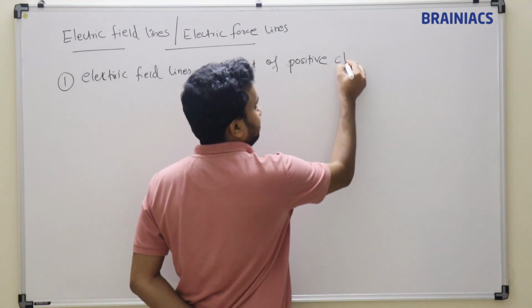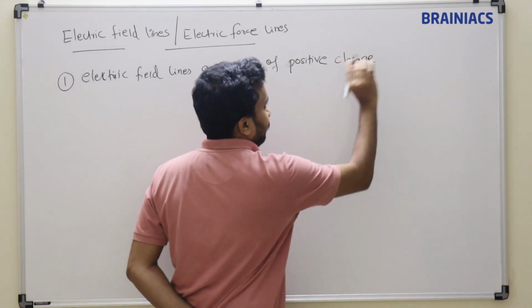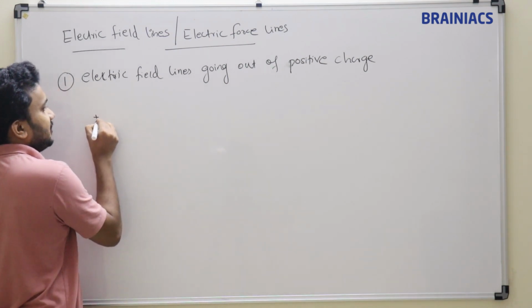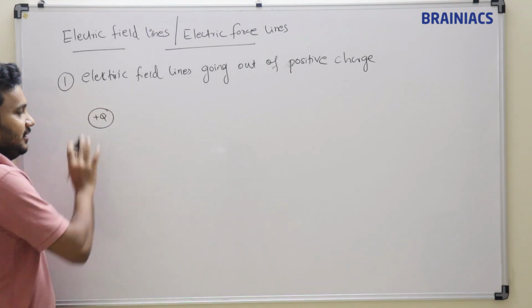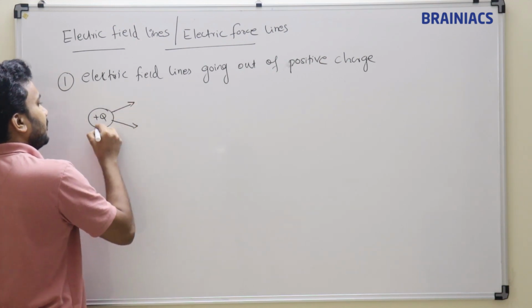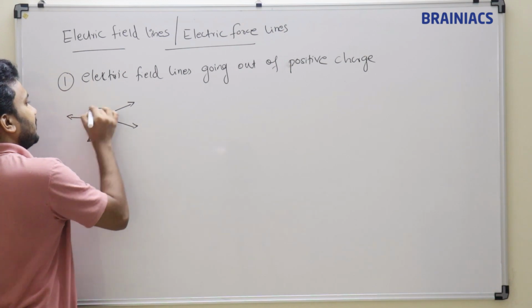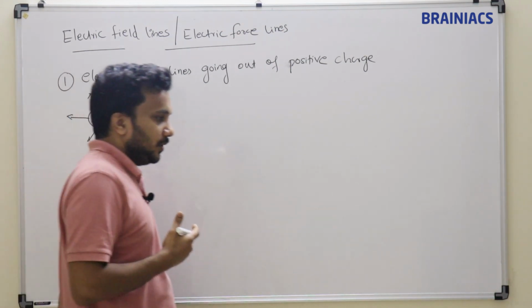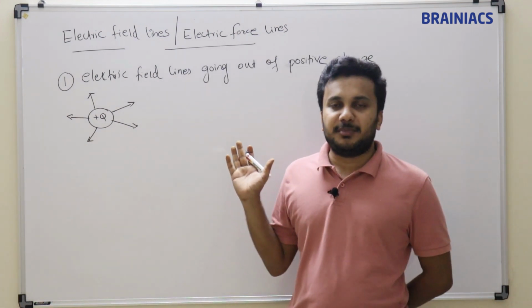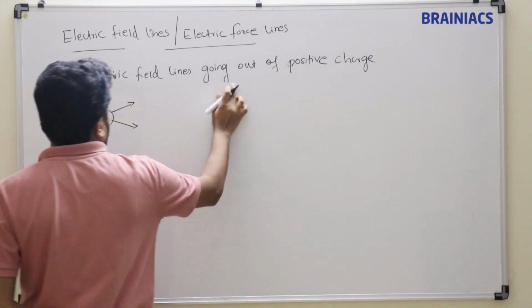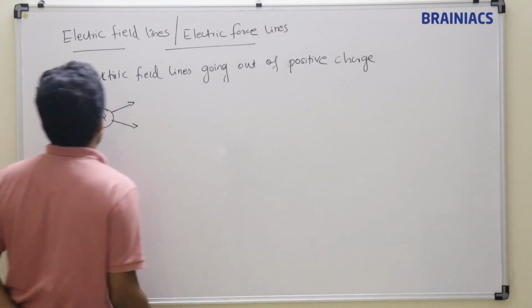The diagram is very simple. If you have a positive charge, some plus q charge here, then the electric field lines are always going out, not coming inside. We have already seen this while deriving some parameters in the last sessions. So electric field lines are going out of positive charges.